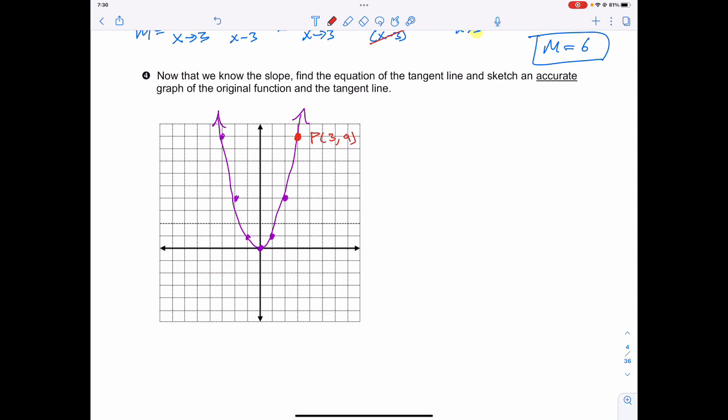So I have a slope of 6, or 6 over 1. I obviously can't go up 6 and right 1, so I'm going to go down 6, 1, 2, 3, 4, 5, 6, left 1. And there's another point that exists on this tangent line. And then ideally, I'm going to use a ruler or a straight edge to extend this off into positive and negative infinity.